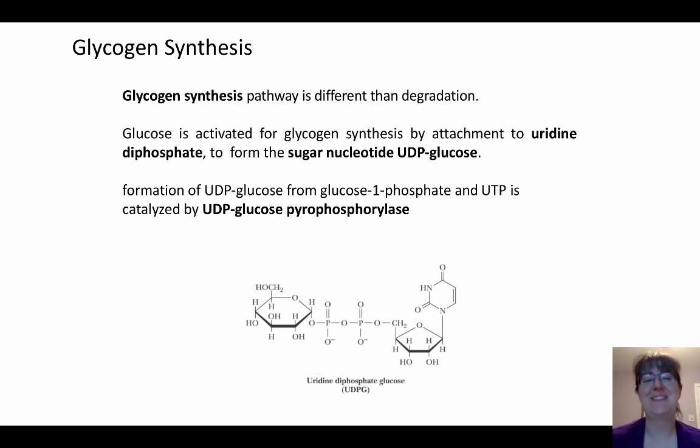Glucose is activated for glycogen synthesis by the attachment to uridine diphosphate to form the sugar nucleotide UDP-glucose. This formation of UDP-glucose from glucose 1-phosphate and UTP is catalyzed by UDP-glucose pyrophosphorylase. Essentially, in order to actually get glycogen started, we're going to be attaching it to a special extra thing. So instead of it just being a phosphate group or something extra, in order to say this glucose is actually going into storage, it's going to go through a fairly unique set of enzymes and a unique mechanism to do so.